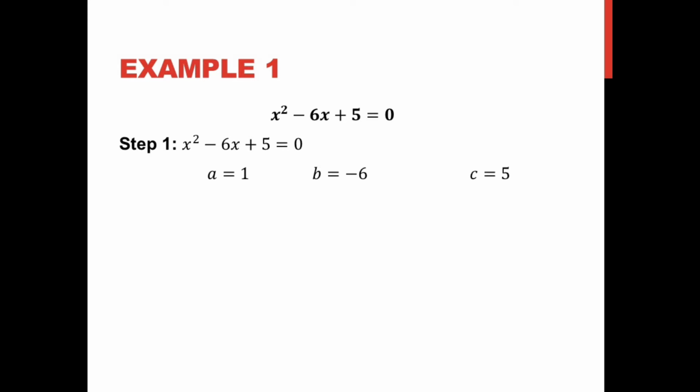So for you to understand what it means, let's have examples. The first example is x squared minus 6x plus 5 equals 0. Step 1, since it is already in standard form, you just need to copy. In this equation, the value of a is 1, since in x squared we have a numerical coefficient which is 1. So the value of a is 1, the value of b is negative 6, and the value of c is equal to 5.